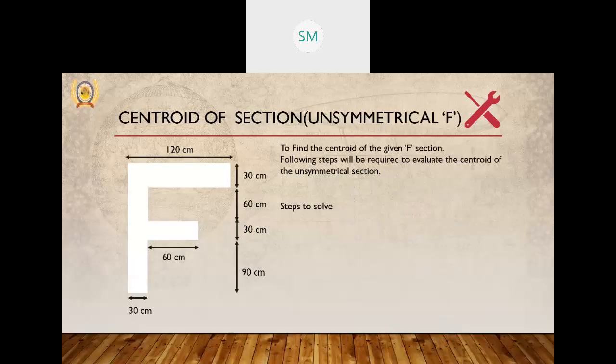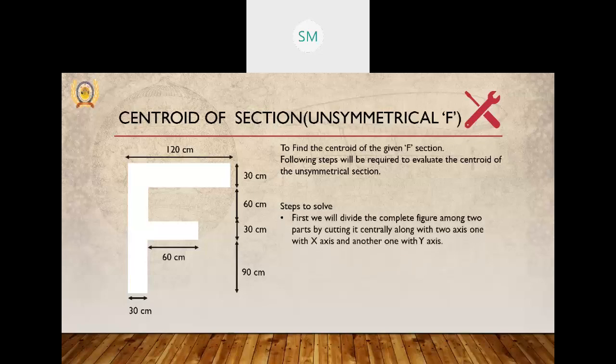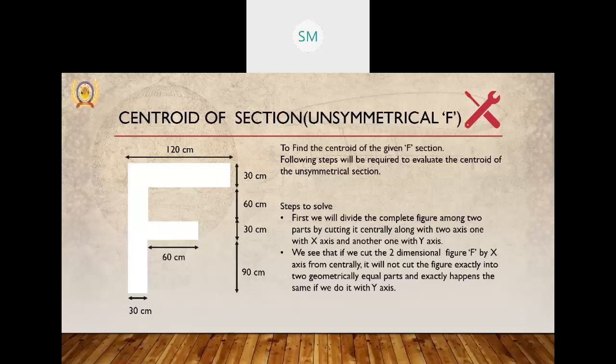Now come to the second figure, the F-type shape. This is an unsymmetrical section. If we divide the complete figure into two parts by cutting it centrally along the two axes, one with the x-axis and the other with the y-axis, we see that cutting the two-dimensional figure by the x-axis will not cut it into two geometrically equal parts. Exactly the same happens with the y-axis. So it is not symmetric about the x-axis and not symmetric about the y-axis.